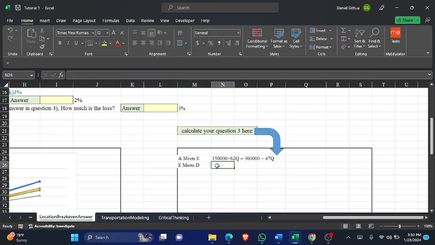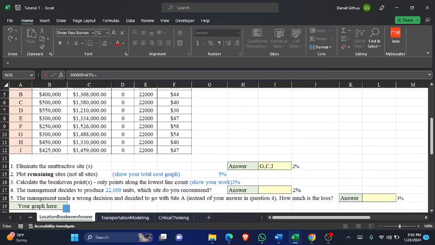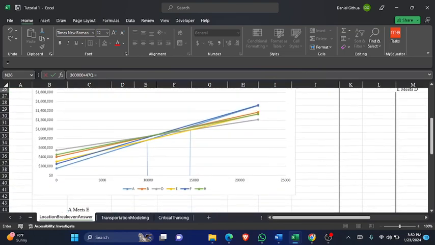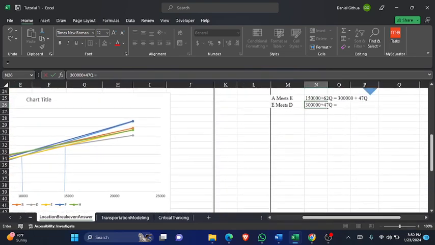Now for E, we have seen it, so it will be for E meets D, that is 300,000. That is the fixed cost. We add 47, which is the quantity, must be equal to the fixed cost for D, which is 550, and its units are 30, must be equal to 550,000 plus the 30, the variable cost times quantity.